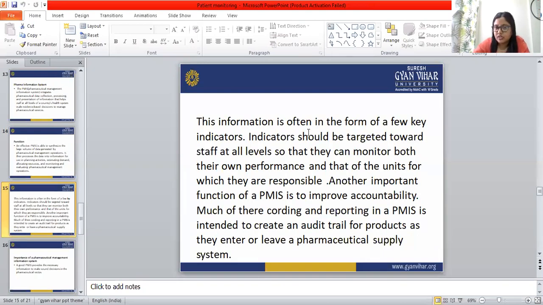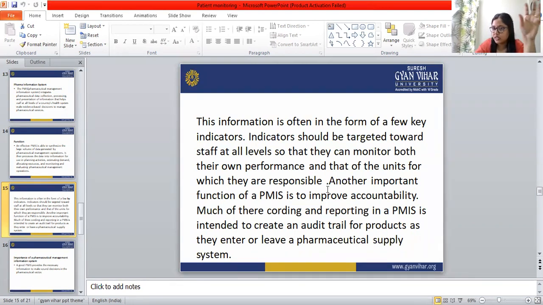So the data is generated first, then that is processed into information. That information is often in the form of a few key indicators. That indicator should be targeted towards staff at all levels, so that they can monitor both their own performance and that of the units for which they are responsible.